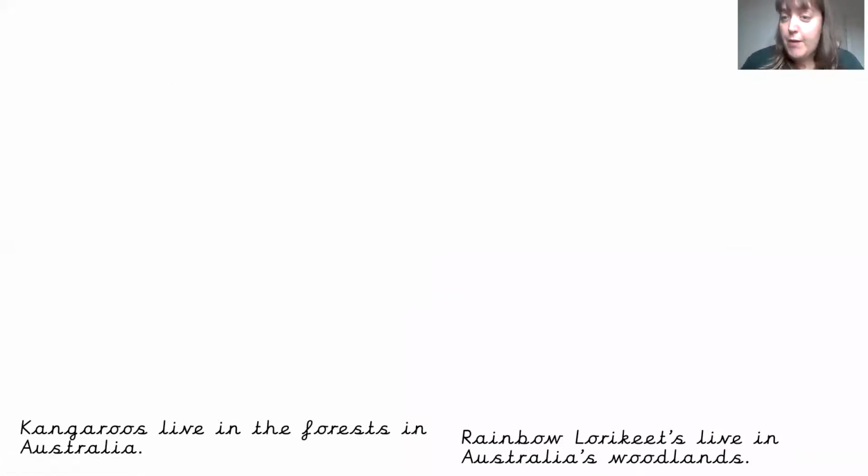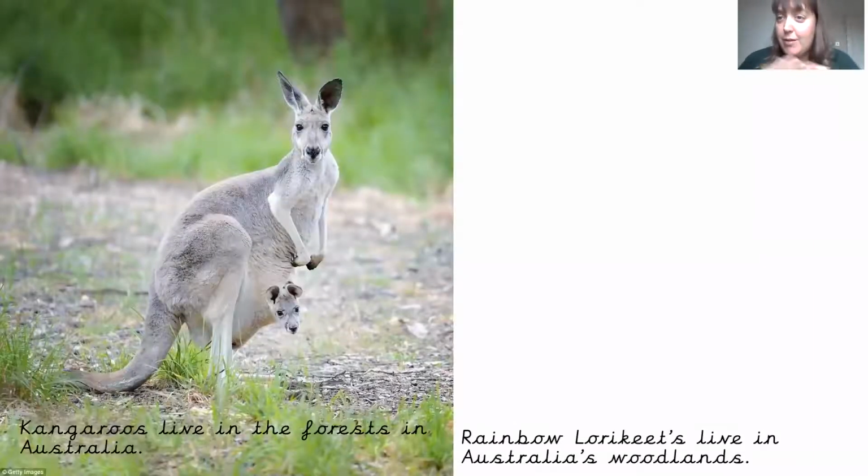So there's some more animals that live in the forest in Australia as well. And another animal we're going to look at is a kangaroo. So this animal that you can see here is a kangaroo, and he lives in the forest in Australia as well. And he's very interesting because he carries his baby in a pouch on his tummy, or the mummy carries the baby in a pouch.